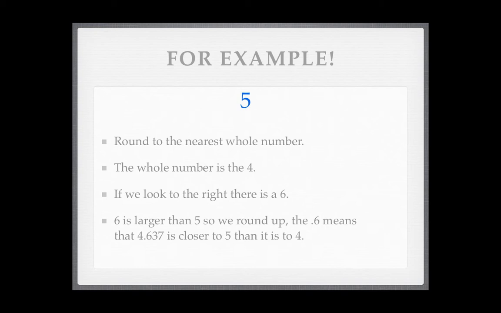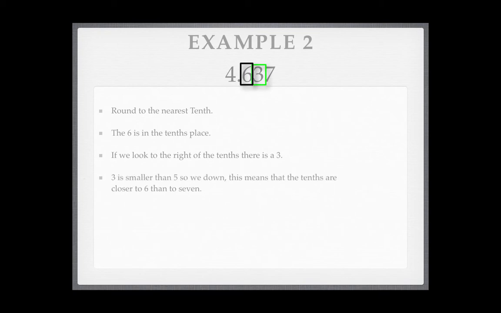Let's look at another example. In fact, we'll look at the same number, but we'll round to a different decimal place. In this case, we're going to round to the nearest tenth. The 6 is in the tenths place, so that's the number that we may change. If we look to the right of the tenths, there is a 3. 3 is smaller than 5, so we're going to round down. But as mentioned before, this doesn't mean lowering the 6 to a 5. It means that the tenths are closer to the 6, which they're already at, than they would be to moving up to a 7. We would never move the 6 down to a 5. So rounding down means leave the number alone and replace everything to the right with 0.